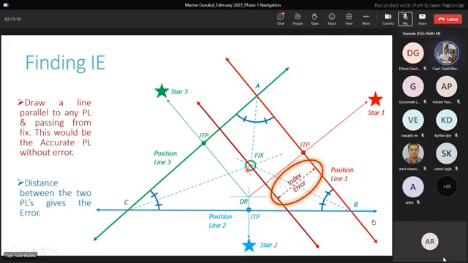The reason being, this point which we have found, that is our fix, as per geometry, this point is equidistant from all the three sides of the triangle. So whether you find out the distance to the red PL or the blue PL or the green PL, in all the cases, the index error will remain the same. The point where the angle bisectors of a triangle meet is equidistant from all the three sides of the triangle.